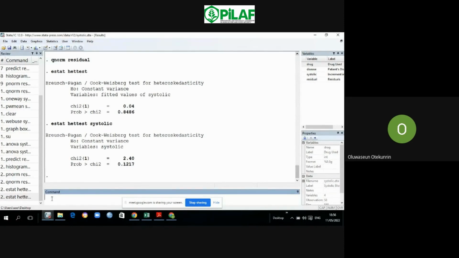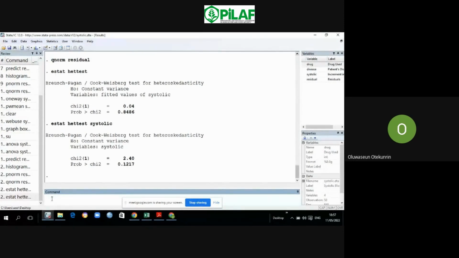Theoretically, the assumption says that the error variance should be constant. That implies that the variance of the dependent variable should also be constant. So it's either you say the error variance should be constant, or the variance of the dependent variable itself should also be constant. We have tried the two here now, and we see that the constancy of variance has been established.